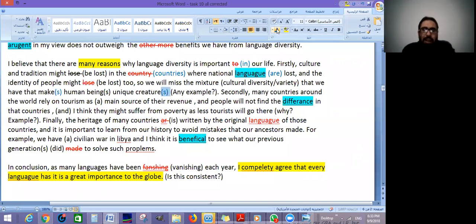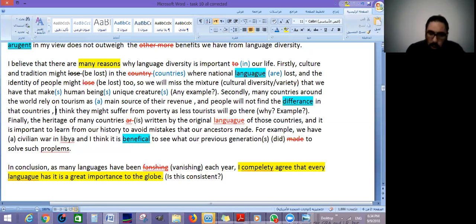So any examples? Because the question specifically asks us to give examples. We don't have any examples of what will be lost and how it will be lost. And people will not find the difference in that country. Oh, difference is spelled wrong. We already have an and here, so let's just put a full stop instead and start a new sentence.